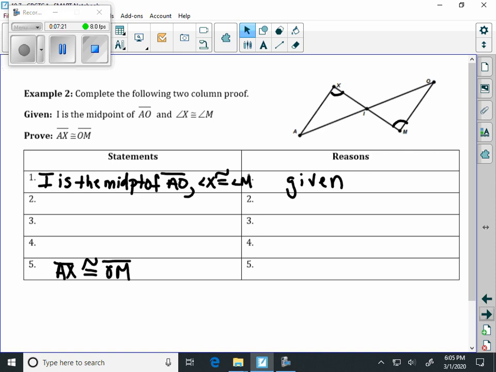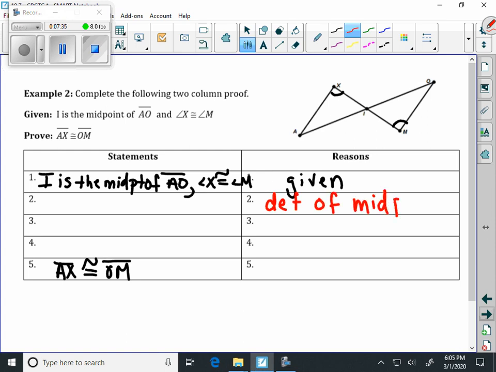And if we go back to our given, we see a vocab word. We see midpoint. It's kind of jumbled together. Midpoint of. I did have to abbreviate to fit it all in there. But one of our reasons is going to be definition of midpoint. And within bow tie triangles, we always seem to have, and we do, vertical angles. So vertical angles are congruent.